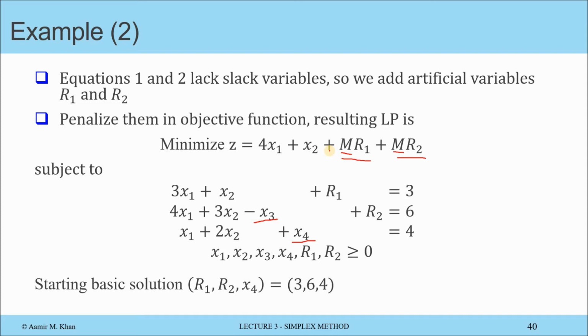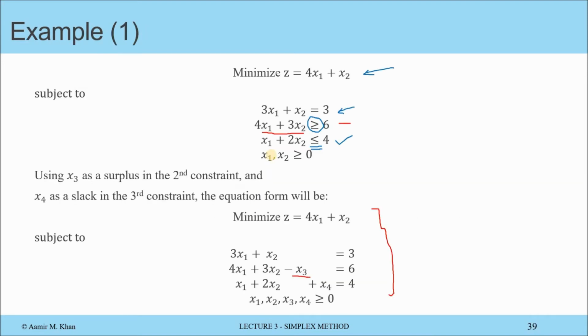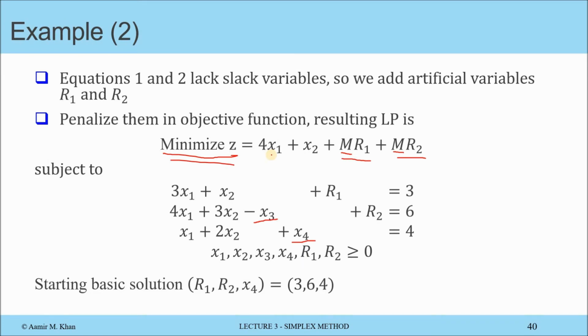So we put a penalty in the objective function, and remember we put plus M here, because this exercise is a minimization problem. For artificial variables, we assign the penalty. The objective coefficient for this penalty will be plus M if it is a minimization problem, but in the case of maximization, it will be minus M. So be very, very careful. If you make a mistake here with plus or minus, the whole answer will be wrong. Clear? So this is what we do.